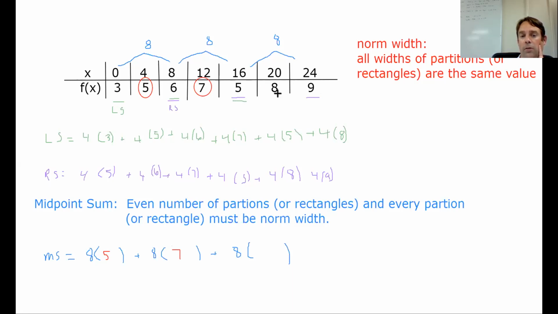You can see why midpoint sums, you have to have very specific things. You have to have an even number of partitions you're dealing with, and they have to be normed width. All right, friends.